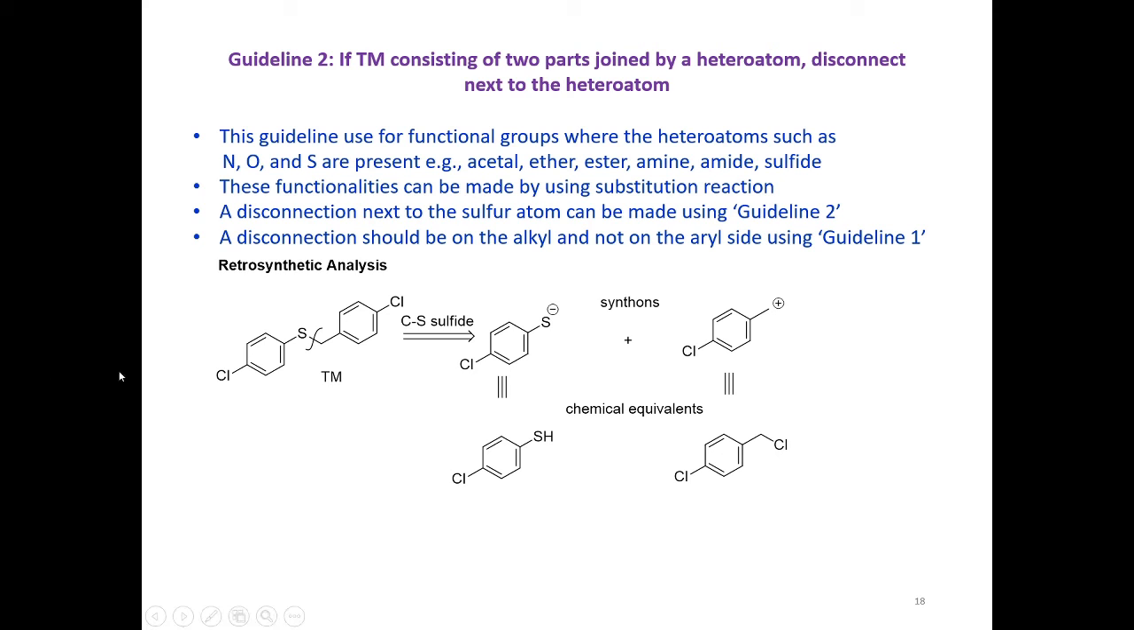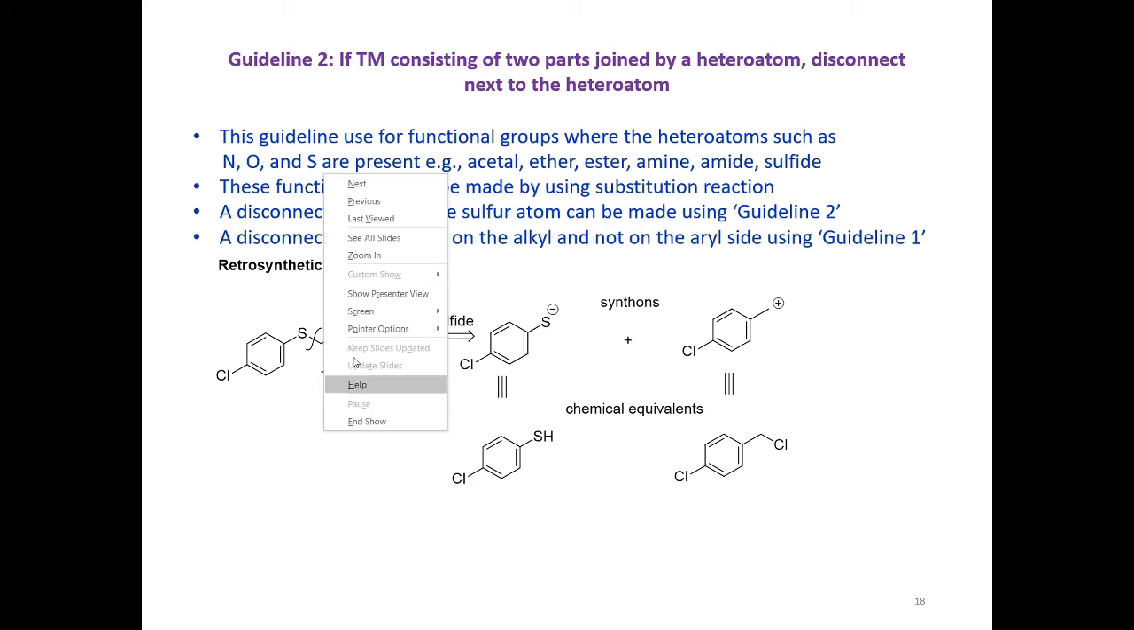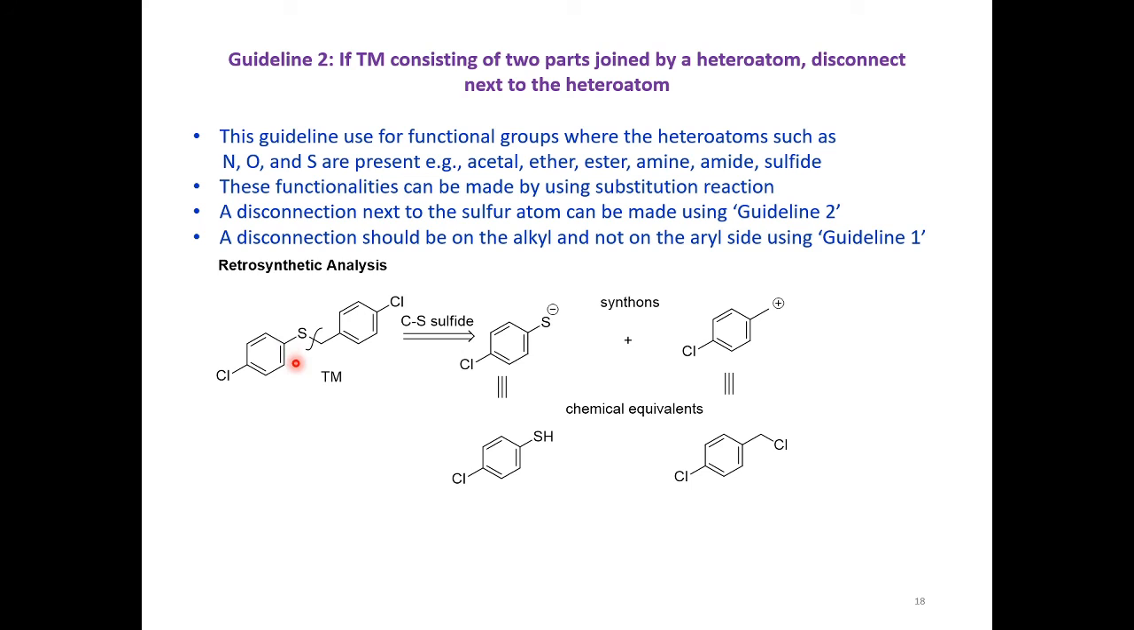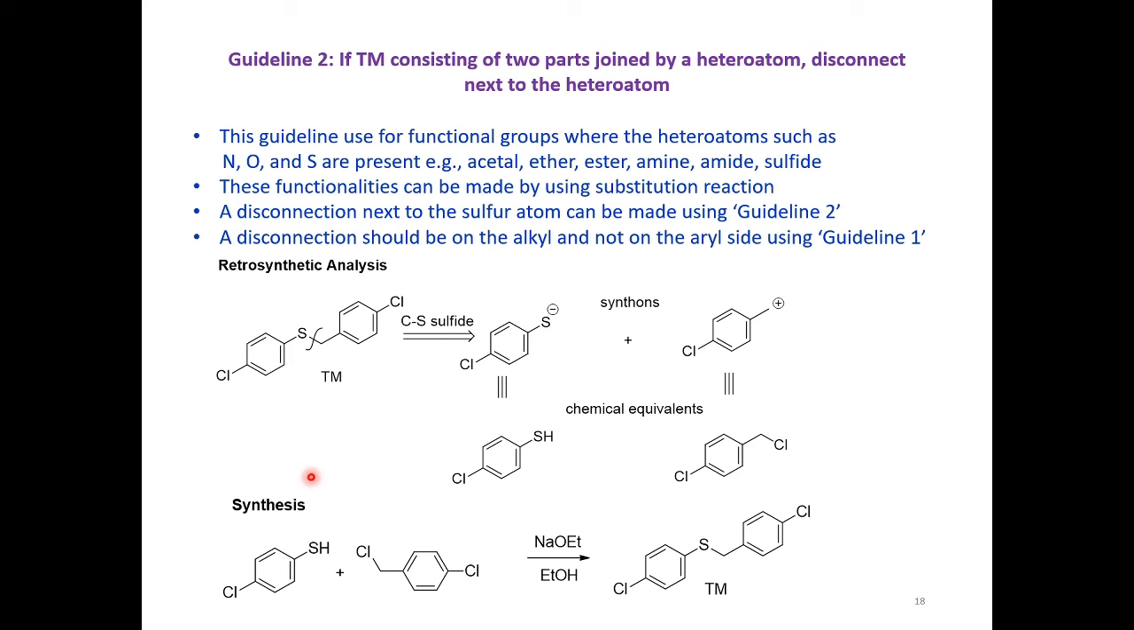So if you disconnect this bond over here, you will end up with unreliable reactions, so we need to avoid it. The synthesis is very simple. As I mentioned before, this is the substitution reaction. So this thiol will react with this benzyl chloride in the presence of sodium ethoxide and ethanol. It will give you the sulfide as the target molecule.